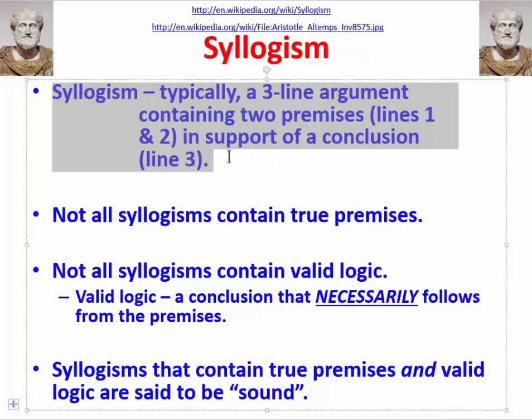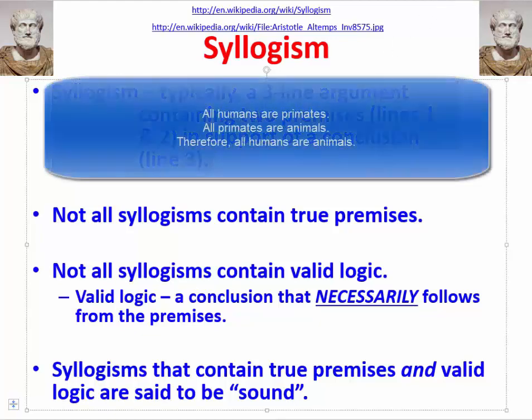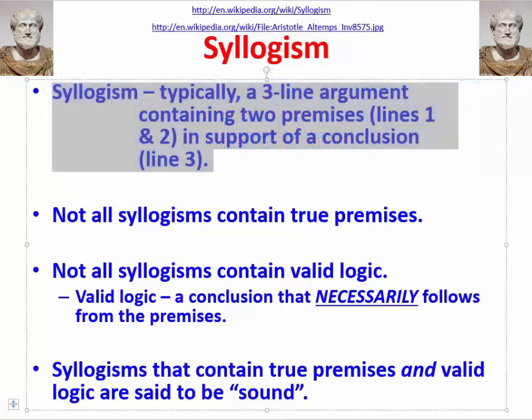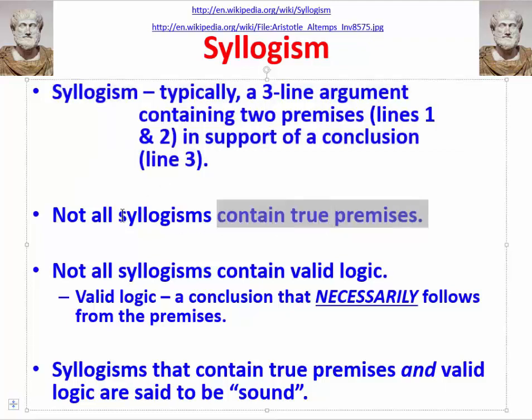Let's take some examples of syllogisms. One syllogism might be as follows. All humans are primates. That's our first line. Our second line, all primates are animals. And here comes our conclusion. Therefore, all humans are animals. Now that syllogism contained 2 lines that were accurate as premises, and they led to support an accurate conclusion. But not all syllogisms contain true premises, and when they don't, then the conclusion is not necessarily correct.